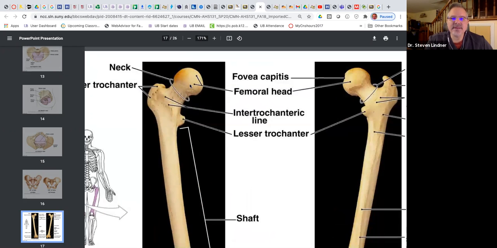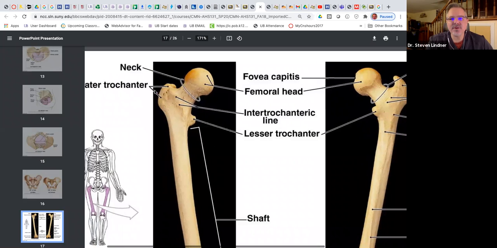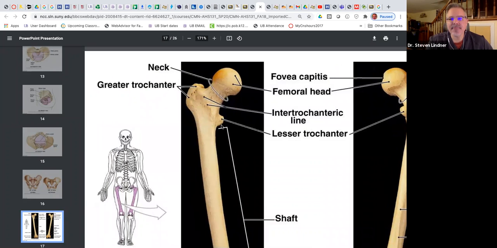Okay, here is the head of the femur, the neck of the femur. And then remember back when we covered the upper extremity and the humerus, there were greater and lesser tubercles. Well, in the femur, there's a greater and lesser trochanter. And just like the greater and lesser tubercle, there are major muscles that attach to the greater and lesser trochanter.